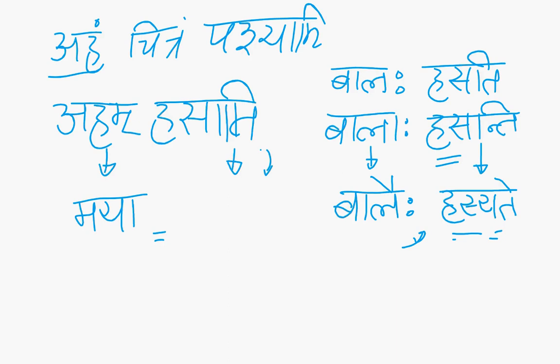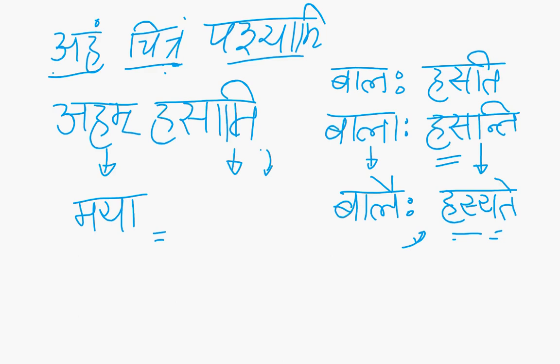So here we are changing to maya chitram drishyate. Why drishyate? Because drishyate is prathama purusha ekavachana, because of the karma padam chitram. If it is aham chitrani, then maya chitrani drishyante, where drishyante becomes prathama purusha bahuvachana because of chitrani.